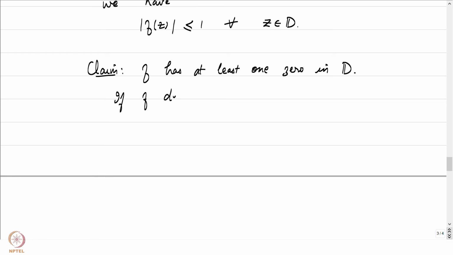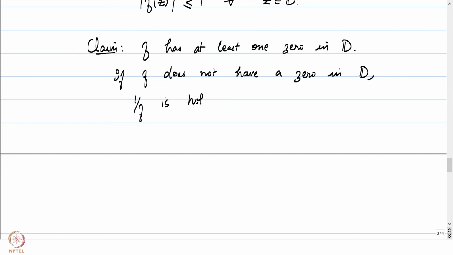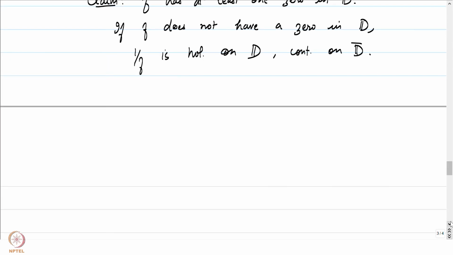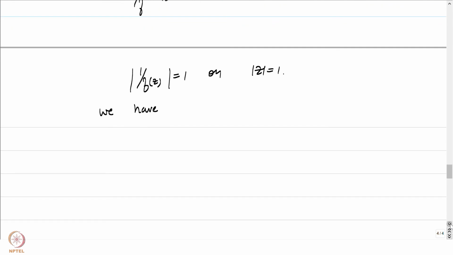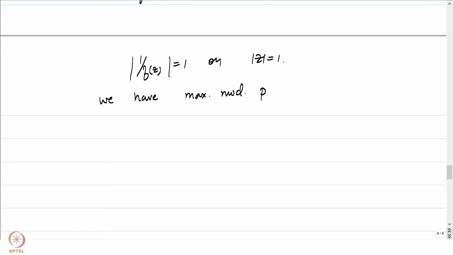If f does not have a 0 in D, then 1 by f is holomorphic on the unit disk, and furthermore 1 by f extends continuously up to D bar. Because f is continuous on D bar and does not vanish on D bar, 1 by f also is going to be continuous. And by one of the variants of the maximum modulus principle which we stated this week, because 1 by absolute value of f of z is equal to 1 on mod z equal to 1, we have 1 by absolute value of f of z less than or equal to 1 on the unit disk.